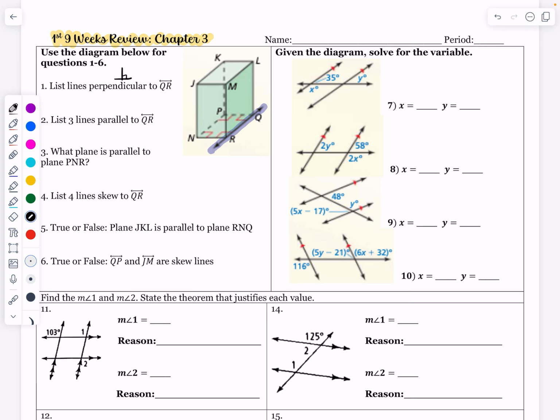And so in this box, we have a few lines that are perpendicular to RQ. Who in this box makes a right angle with RQ? That is going to be N to R. So NR. It says list the lines, so we're going to draw a line above it. There's a right angle right there. Who else? P to Q.